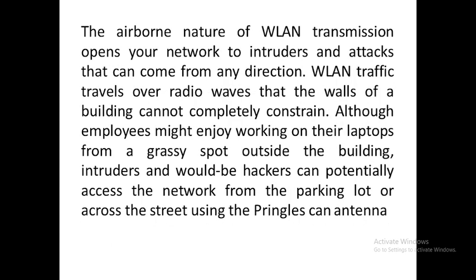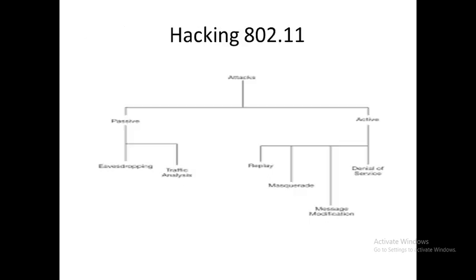The airborne nature of WLAN transmission opens your network to intruders, and attacks can come from any direction. WLAN traffic travels over radio waves that the walls of a building cannot completely constrain. Although employees might enjoy working on their laptops from a grassy spot outside the building, intruders and would-be hackers can potentially access the network from the parking lot or across the street using a Bengal scan antenna.